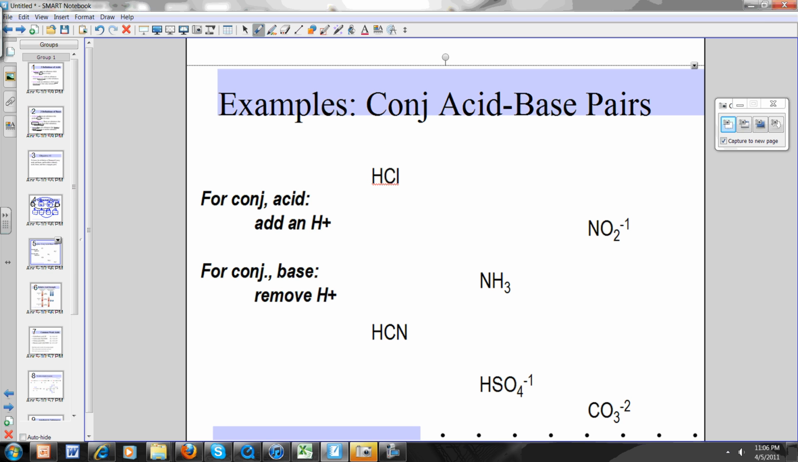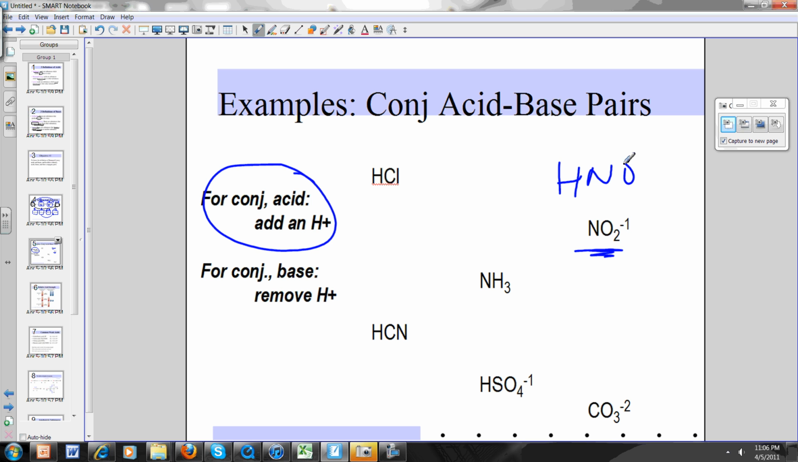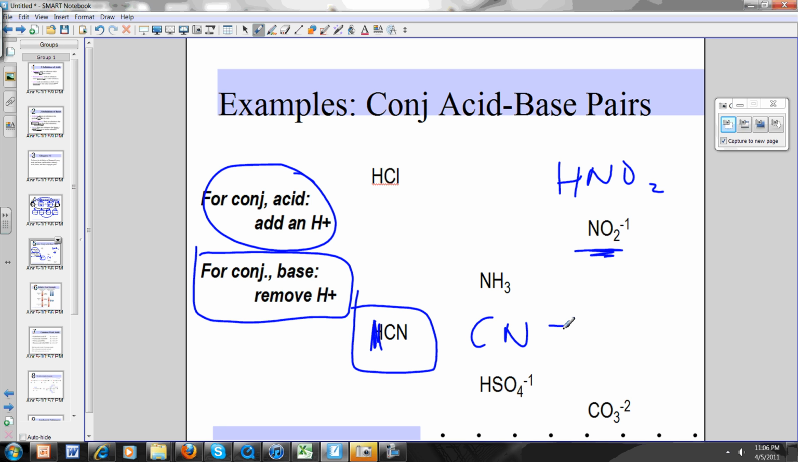Another thing they ask is conjugate acid-base pairs. Just remember, to get a conjugate acid, all you have to do is add an H+. So you take something like NO2-, and you want to know its conjugate acid: HNO2. For a conjugate base, you rip an H off. For example, HCN: rip the H off the front of it, you have CN-, and that is its conjugate base. So when you look at conjugate pairs, the difference is just an H. To get a conjugate acid, you add an H, and to get a conjugate base, you remove an H.